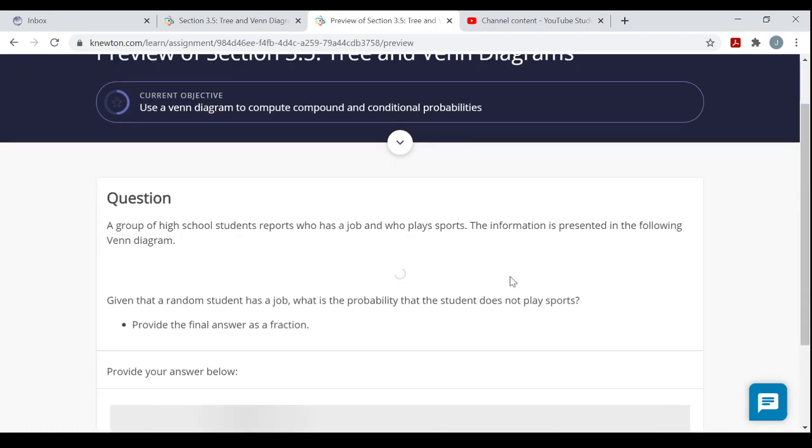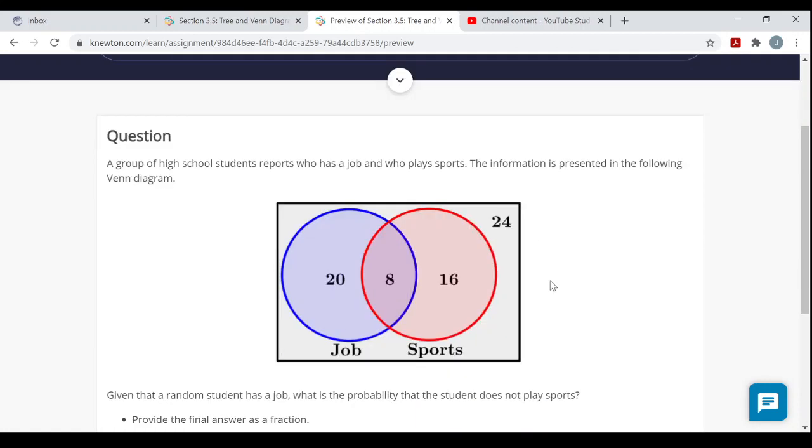All right, so this is another probability deal. Here we're given a picture. It says a group of high school students reports who has a job and who plays sports. The information is presented in the following Venn diagram. So 20 of these students have a job but don't play sports. 8 do both. 16 play sports but don't have a job, and 24 do neither. Add these up. There's 28 plus 40, so there are 68 students represented by this Venn diagram.